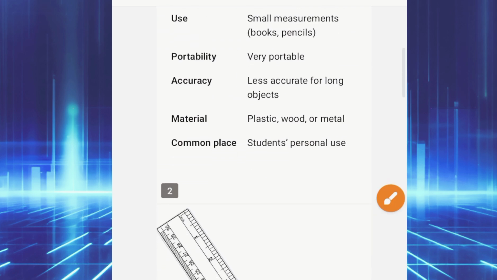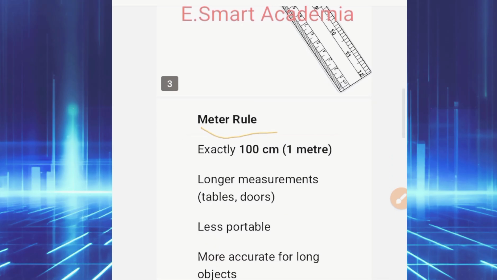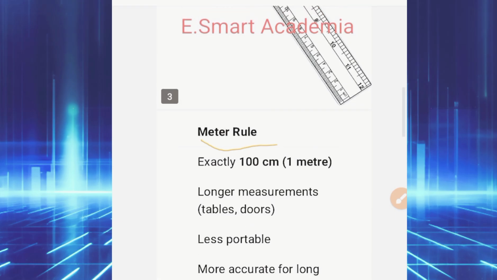All right, let us go into another thing called meter rule. Now, meter rule is exactly 100 cm. That is, 100 cm is 1 meter. When you go to your physics practical, anywhere you are doing your practical, you normally make use of meter rule to measure the length of so many things. So meter rule is longer than ruler. The length of meter rule is usually 100 cm.